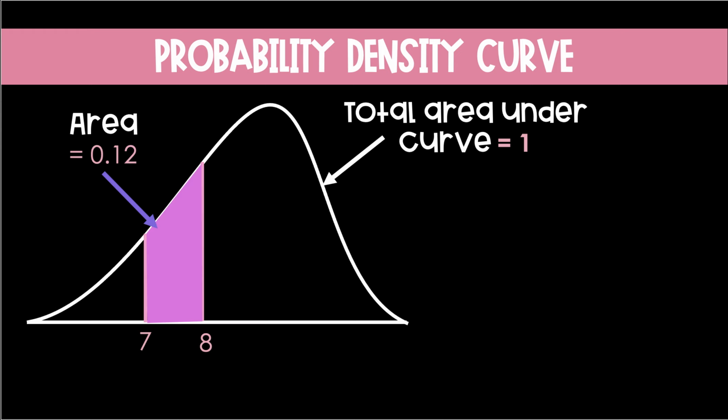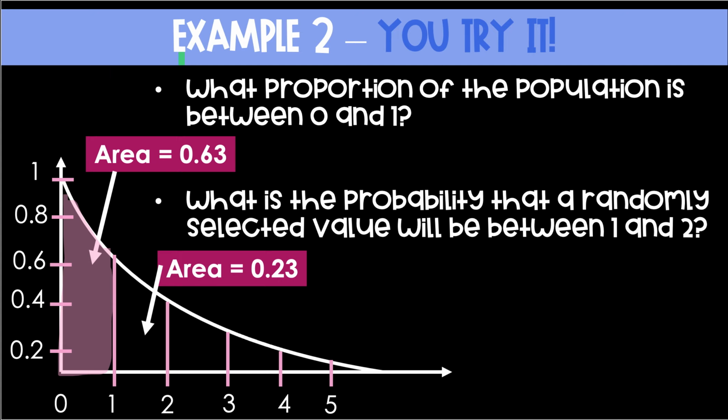Now I want you to practice. For example 2, I would like you to pause this video and try to answer these questions. What's the proportion of the population between 0 and 1? And what is the probability that a randomly selected value will be between 1 and 2? Consider that the area for the values between 0 and 1 is 0.63, and the area between the values 1 and 2 is 0.23.